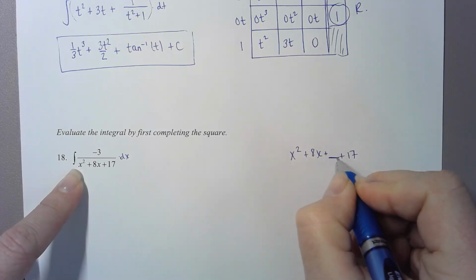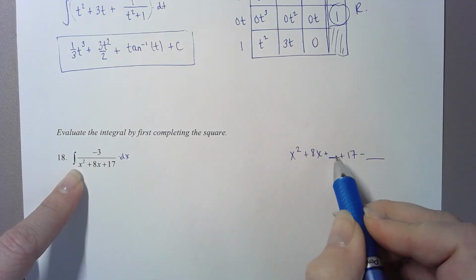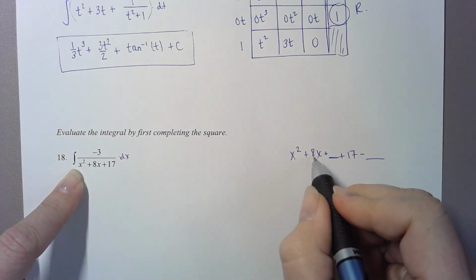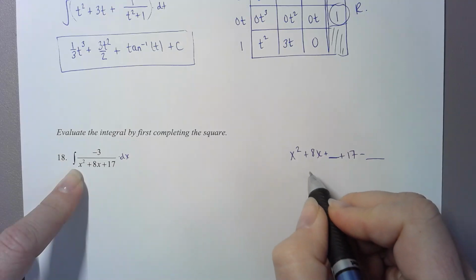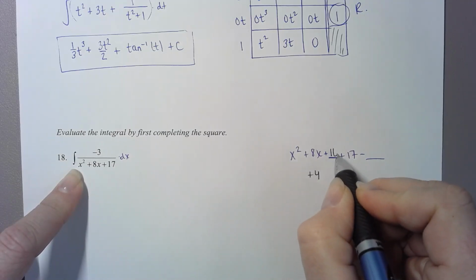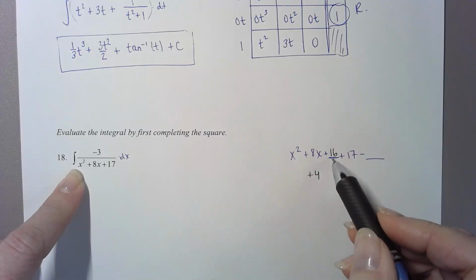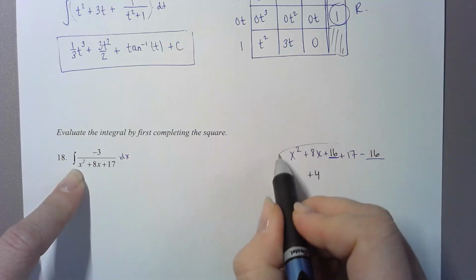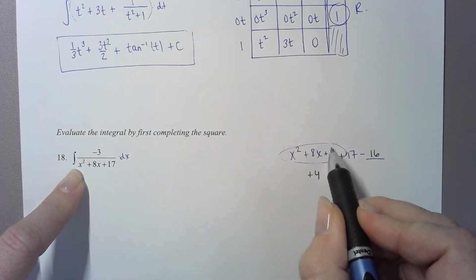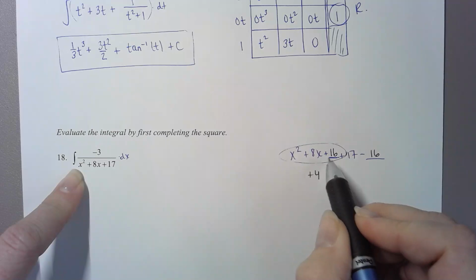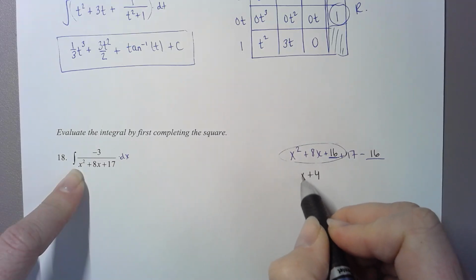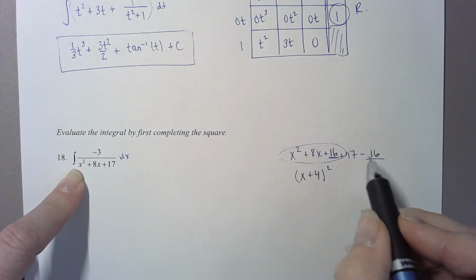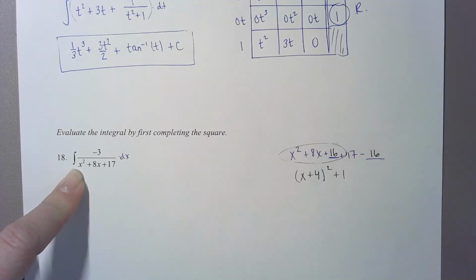The question is, what do I really want there? And if I add a number there, I'm going to need to turn around and subtract it. All right, so the rule is we're going to take half of the 8 to get a positive 4, and then we square it. And if I add 16, I need to turn around and subtract 16. But the whole point is that these 3 terms now create a perfect square trinomial. You can factor that into x plus 4 times x plus 4, which is x plus 4 squared. When I combine my constants, I have a plus 1.